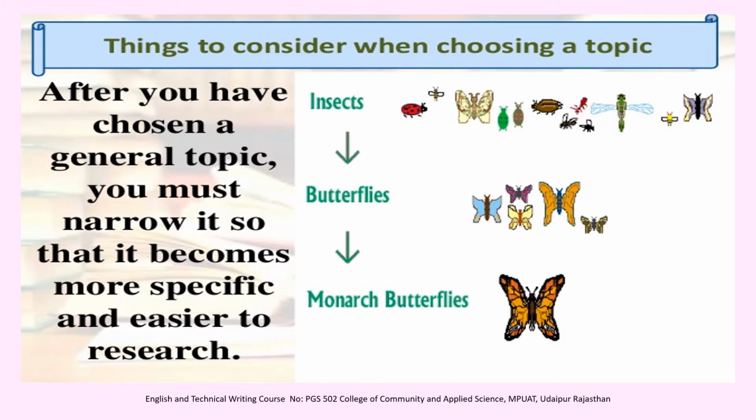Now, things to consider when choosing a topic. After you have chosen a general topic, you must narrow it so that it becomes more specific and easier to research. For example, if you are interested in the area of insects, so many insects are available in that, you have to focus on butterflies. There are so many butterfly species there. Again, you have to narrow down, and you have to focus on the monarch butterflies and its research areas.